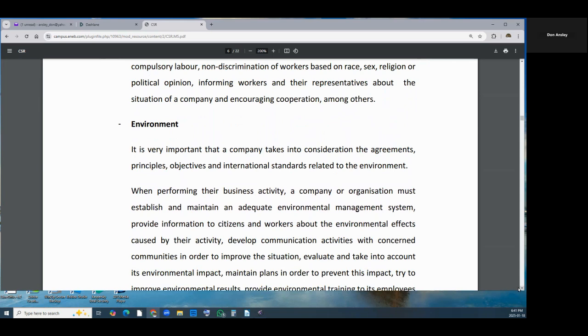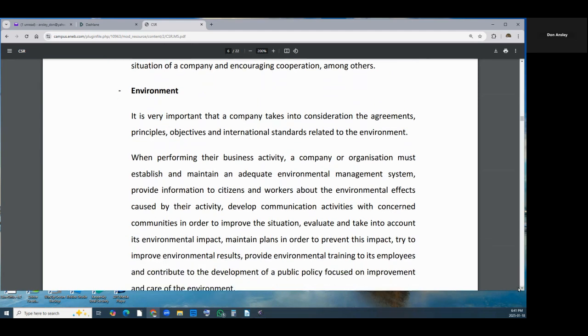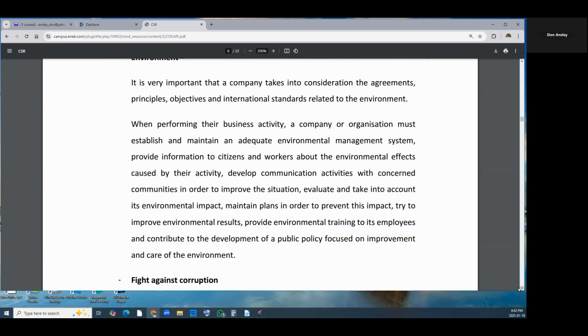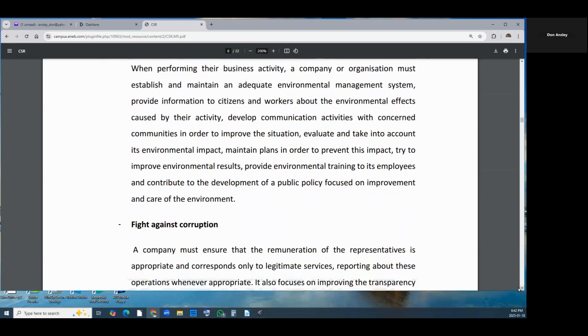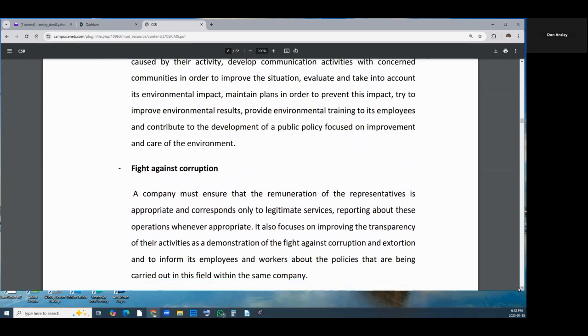And the environment. It is very important that the company takes into consideration the agreements' principles, objectives, and international standards related to the environment. When performing their business activity, a company or an organization must establish and maintain an adequate environmental management system, provide information to citizens and workers about the environmental effects caused by their activities, develop communication activities with concerned communities in order to improve the situation, evaluate and take into account its environmental impact, maintain plans in order to prevent this impact, try to improve environmental results, provide environmental training to its employees, and contribute to the development of a public policy focused on improvement and care of the environment.